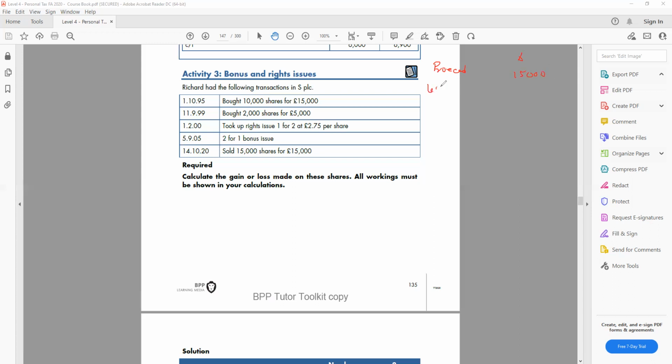This is less the cost. For all the costs, you have to do all the workings. So let's do some workings to find it out. So we need to know the share number and the cost. So let's do that.